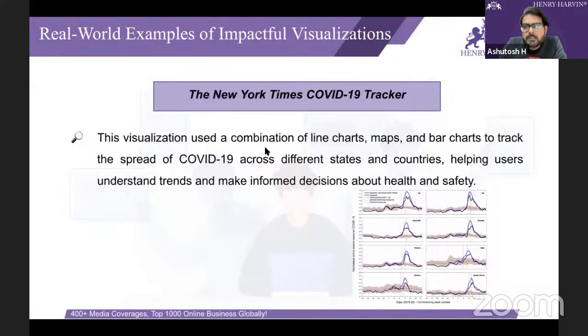Now here we have some use cases. The visualization that you see here is the New York Times COVID tracker. It uses a combination of various line charts, see over here, and along with this, bar charts are also used to track the spread of COVID across different states and countries. This helps the user understand the trend and make informed decisions about health and safety.